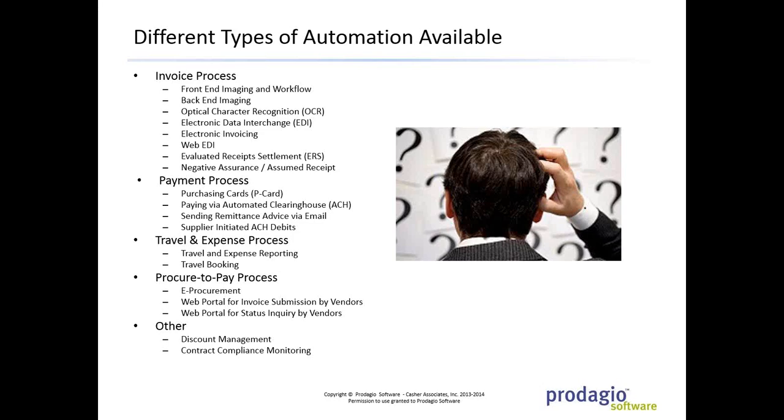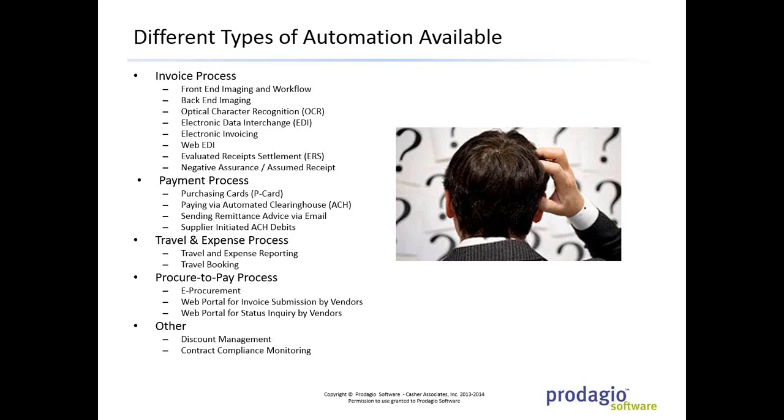Second area is just replacing the file cabinets. Well, if you do front-end imaging, you don't have to worry about back-end imaging, but back-end imaging is simply getting rid of the file cabinets at the end of the process, imaging, whether it's invoices, expense reports, or other documents that come in to accounts payable. This can eliminate 50% of the space within accounts payable.